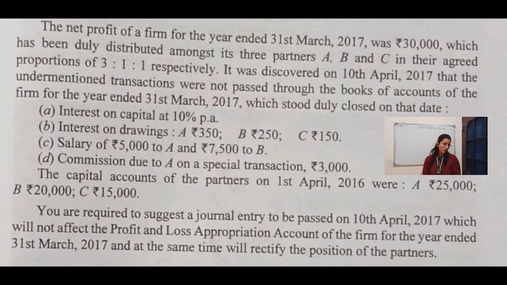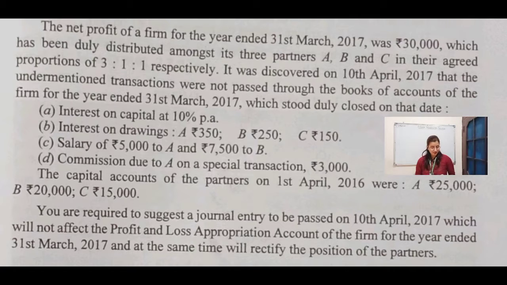Now here is the question. Question is, the net profit of a firm for the year ended 31st March 2017 was rupees 30,000, which has been duly distributed amongst three partners. Three partners are A, B and C, and this profit were distributed among the partners in their agreed proportion of 3:1:1 respectively. It was discovered that on 10th April 2017, the undermentioned transactions were not passed through the books of accounts of the firm for the year ended 31st March 2017, which stood duly closed on that day.